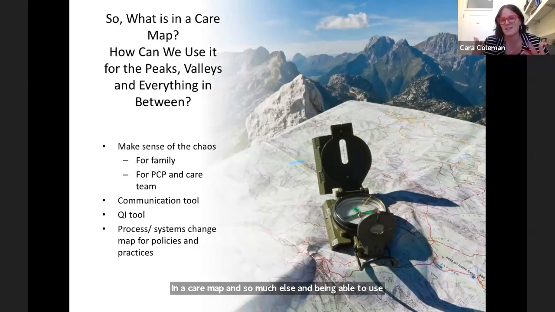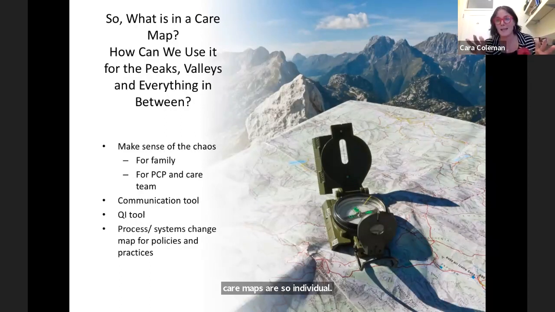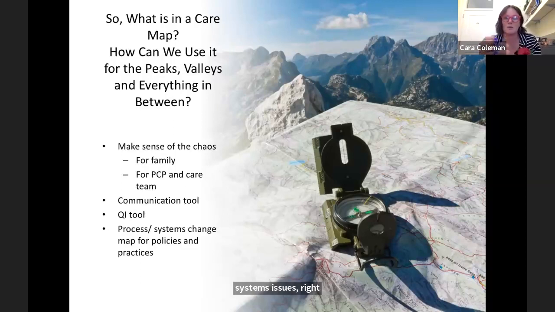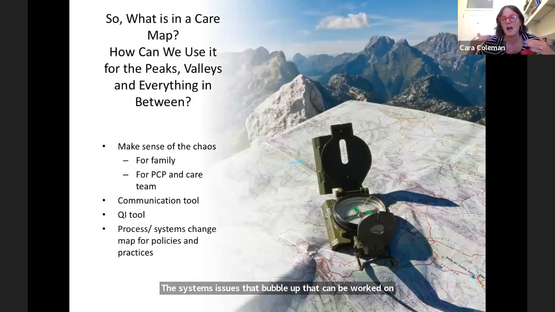And one of the discussions is, the problem with this is that these care maps are so individual. Yeah, they are, because we're all individuals. Even within the Coleman chaos, you've got 6 very rare individuals, right? So how do you map that? But as you map, you begin to see, particularly if you focus on a social model of disability and look more at the systems issues, the systems issues that can be worked on in a QI, systems change or policy context really begin to bubble up and be very similar across families.